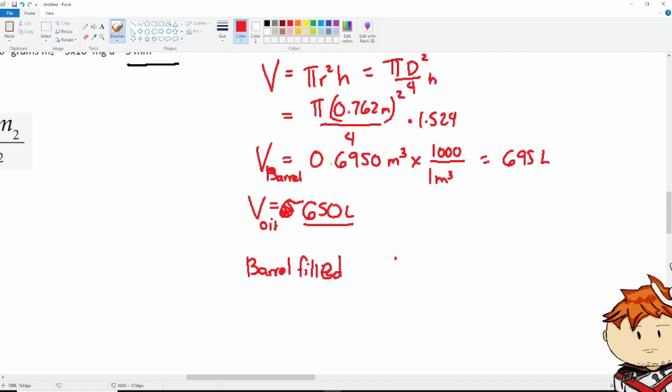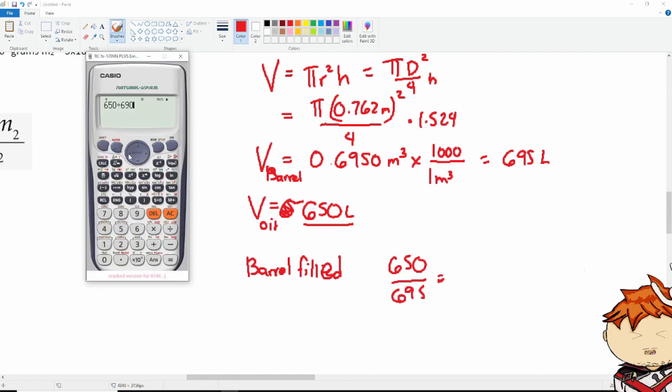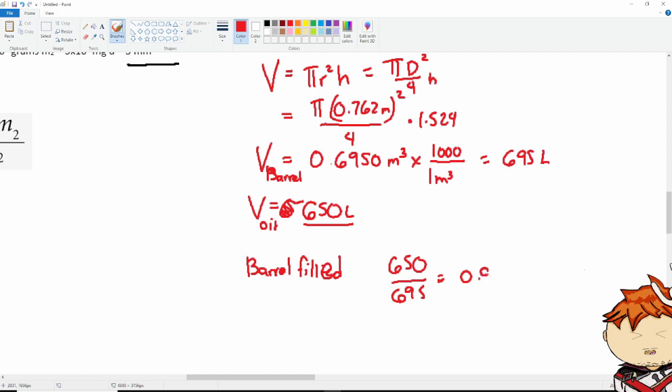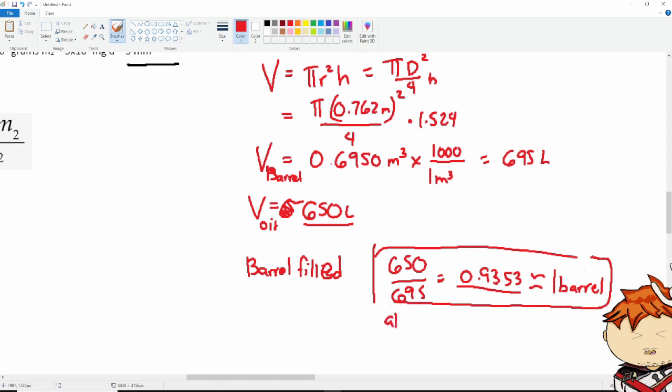Okay? 650 divided by 695. Am I correct? Let's use 695. 0.9353. Okay, almost 1 barrel, but not even 1 barrel. So we're gonna take that as the answer. Almost 1 barrel.